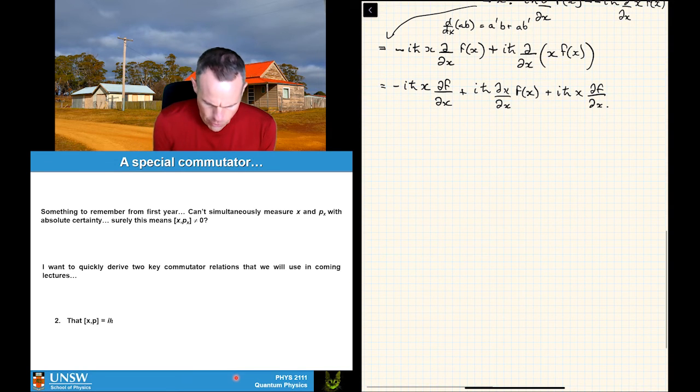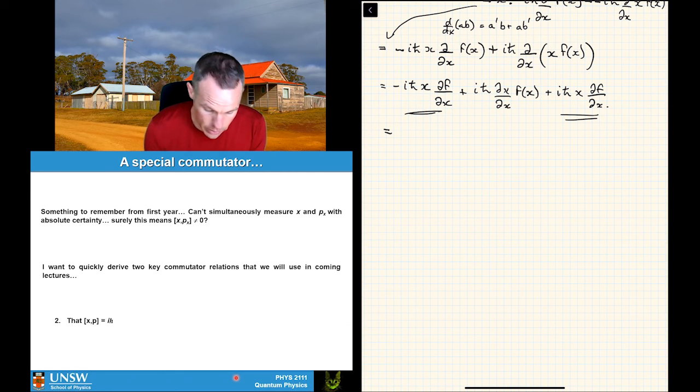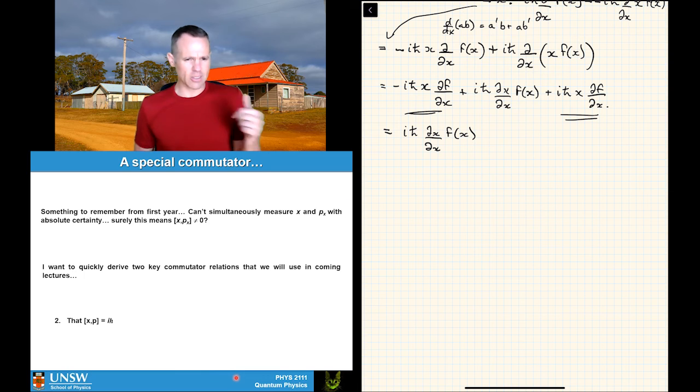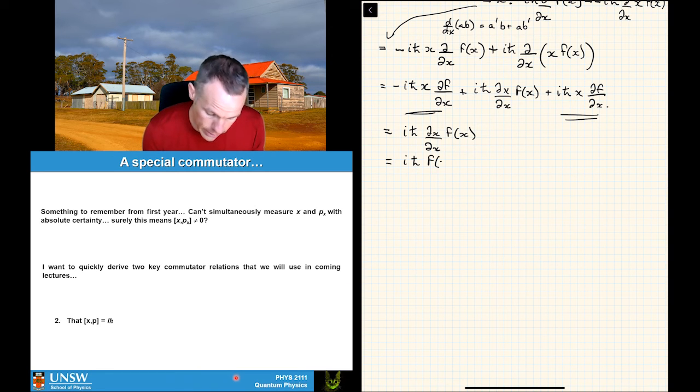What you'll notice is that this first term here and this third term here are the same, except for the sign. So they're going to cancel each other out, right? This is minus i h bar x df on dx, and this is plus i h bar x df on dx, and that cancels out. What I'm left with is just i h bar dx on dx of f of x. And of course, dx on dx is just 1, right? Either we're taking the derivative of x, or dx on dx as a fraction is just 1. So this thing is really just i h bar f of x.